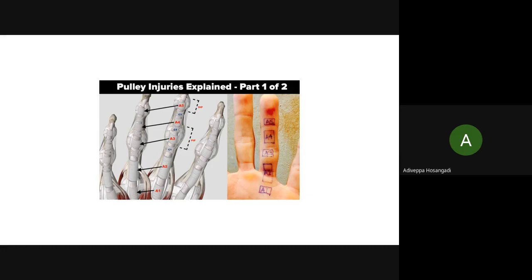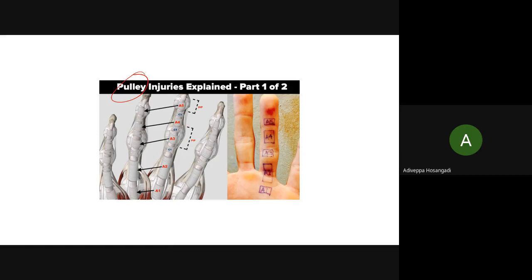I will not make it complicated. I'll try and make it very simple. Imagine there is a long thread tied to the finger. If you flex, it should become like a bowstring, isn't it? Bow and arrow. It doesn't become like that because there are so many pulleys trying to hold the tendon close to the bone. So these are the pulleys.